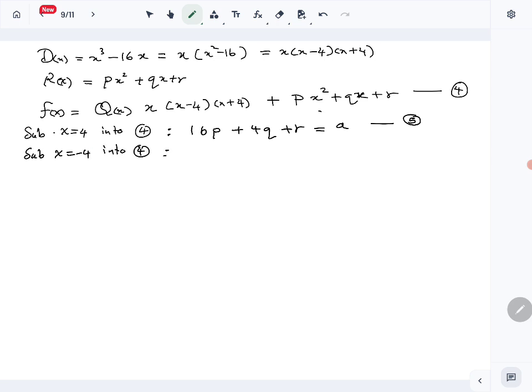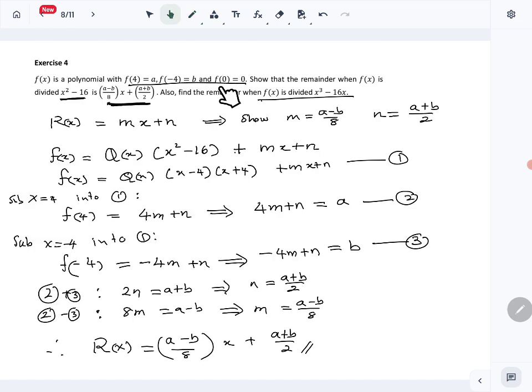Now sub x equals minus 4 into it. You get what? This will become 0. F of minus 4 is what? B. So you get what? Again 16p minus 4q plus r is b. That is equation 6. Now we have 3 unknowns to find, so we have to use the third point.